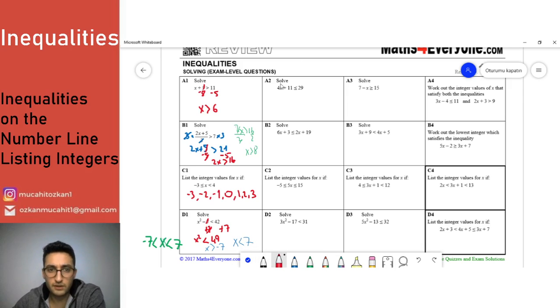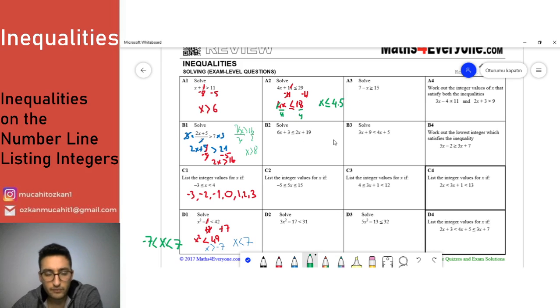A2, again, it is really similar to A1. I'm gonna subtract 11 from both sides, and there's positive 11 and negative 11, they eliminate each other, so just 4x is less than or equal to 29 minus 11, that makes 18. And we need to divide both sides by 4 so that I can have just one single x. x is less than or equal to 18 divided by 4, which is 4.5.